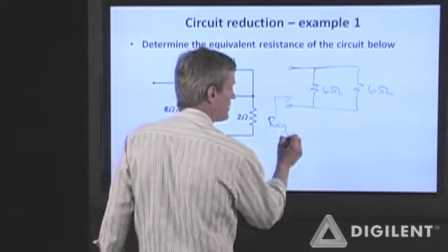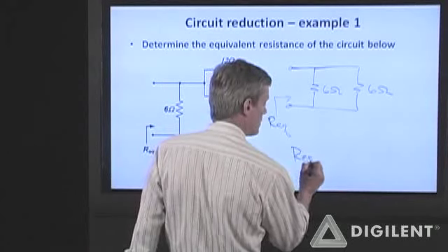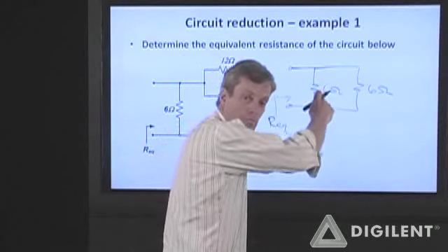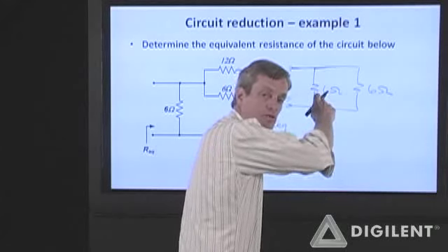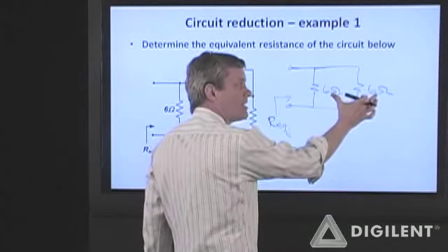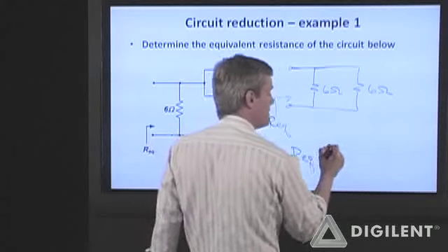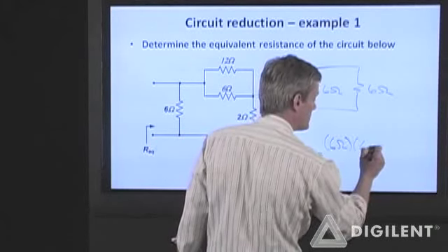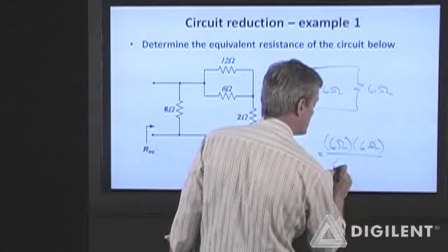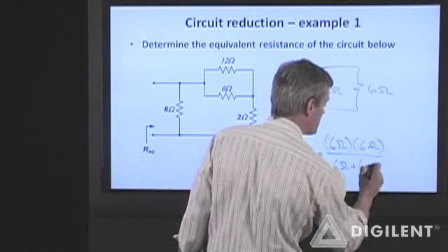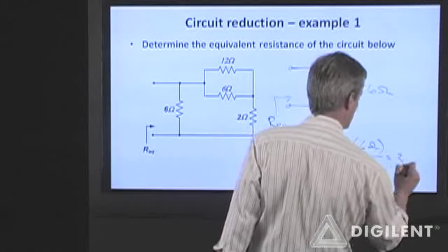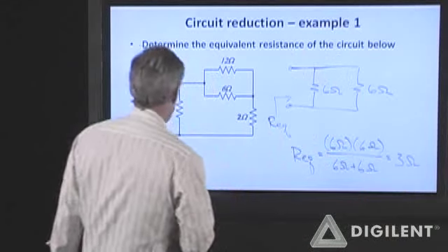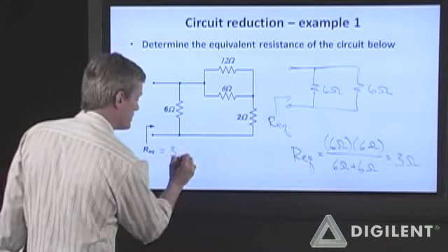So Req, again, parallel combinations of two resistances. I can multiply these together and divide by the sum. I get 6 ohms times 6 ohms over 6 ohms plus 6 ohms, which is 36 over 12, or 3 ohms. So this equivalent resistance is 3 ohms.